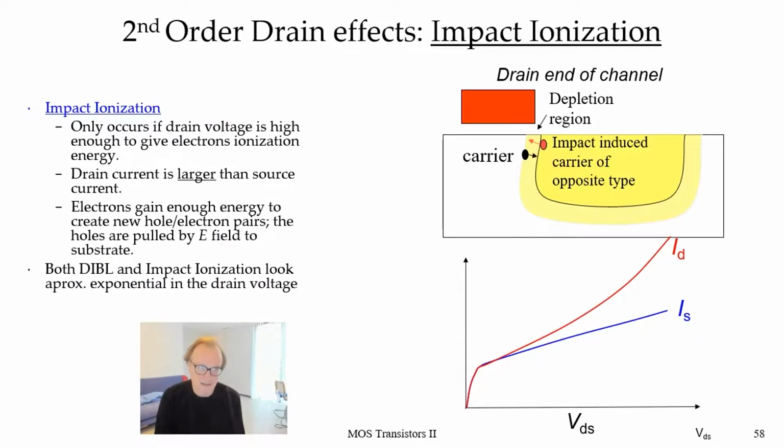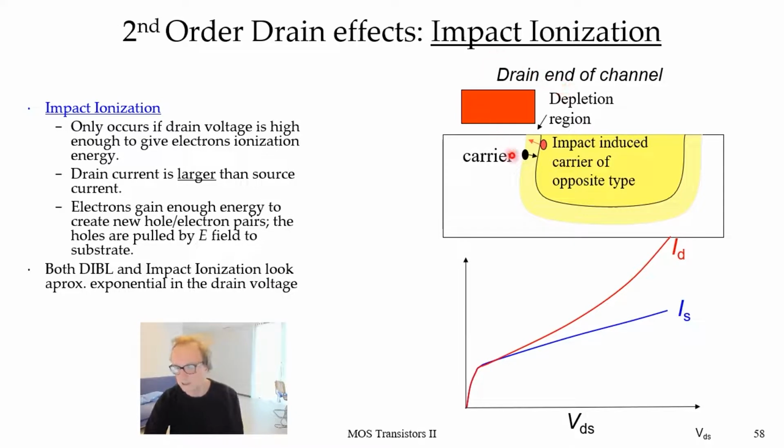The second order effect I want to talk about is impact ionization. Impact ionization only occurs if the drain voltage is high enough to give electrons the ionization energy. What you observe for impact ionization is that the drain current is larger than the source current. Normally it's exactly the same. In impact ionization, electrons gain enough energy when going through the depletion region at the drain end to create new electron hole pairs. The holes are pulled by the E field to the substrate then. So in summary, both DIBL and impact ionization look approximately exponential in the drain voltage.